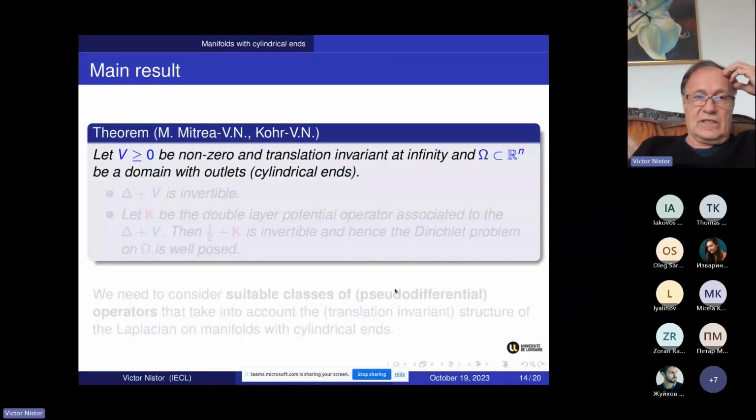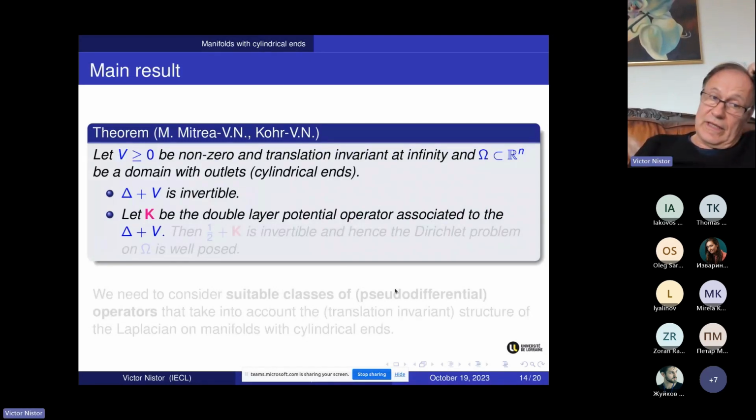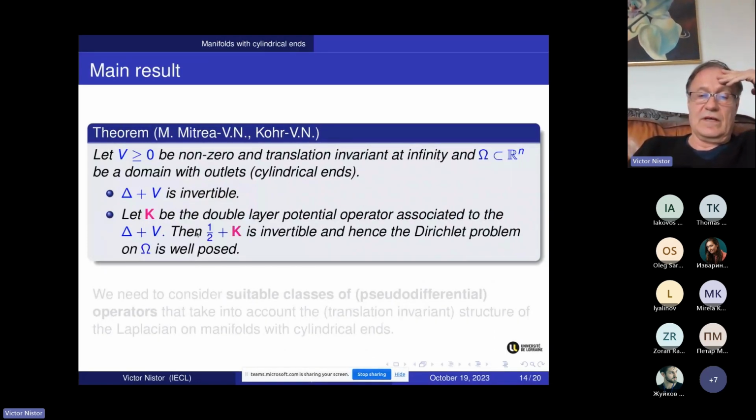Okay, so here are some results. Let's assume that V is greater or equal to 0 and translation invariant at infinity. So V will not depend on t close to infinity, and omega is a domain with cylindrical ends. Then Laplacian plus V is invertible on L2 from its domain to L2. Its domain can be shown to be H2. Also, the double layer potential operator associated to delta plus V is such that 1/2 plus K is also invertible, and hence the Dirichlet problem is well posed.